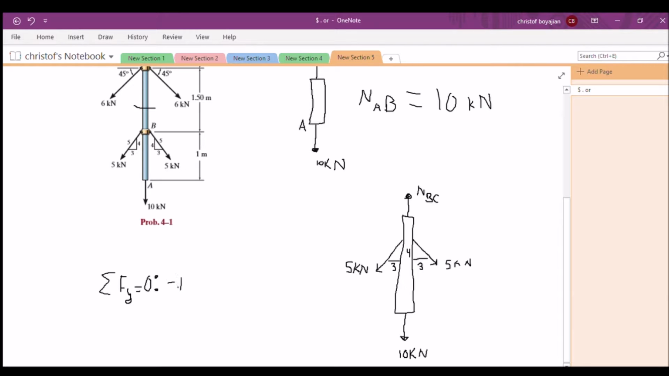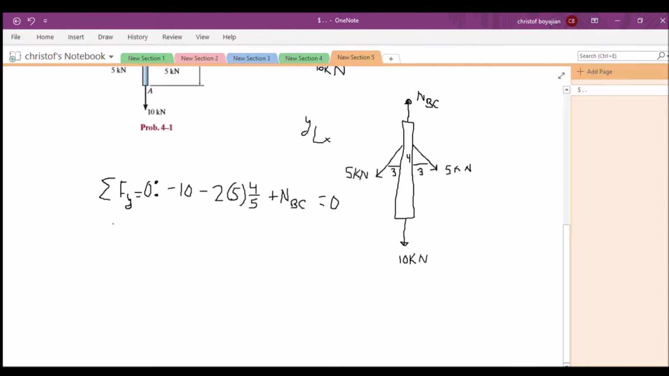So negative 10 minus 2. Now we're going to see that these forces are identical in the y direction, right, if we draw our axis to be like this. So minus 10 minus 2 times 5 kilonewtons. And the component in the y direction is 4/5 because we have our 3, 4, 5 triangle. So it's 4/5, and then our NBC is in the positive y direction. So go ahead and write that. NBC is equal to 0. So that's finishing our equation. And if we go ahead and solve for NBC, just do some algebra.